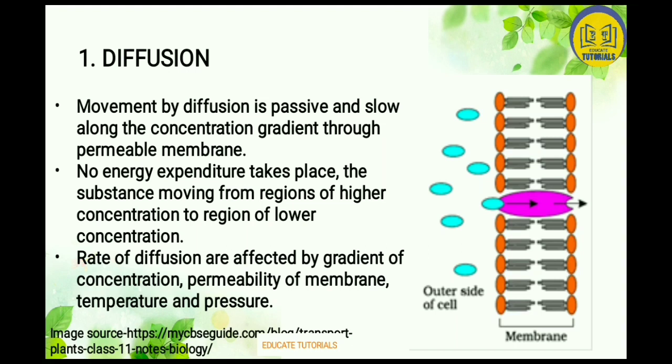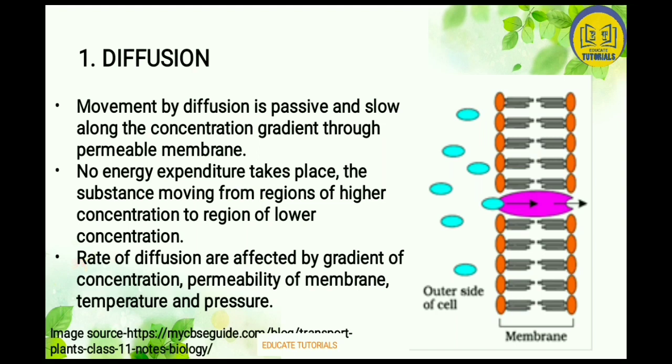The rate of diffusion is affected by the gradient of concentration, how much concentration of a molecule is present and transported, and the permeability of a membrane. The selectivity of a membrane also affects the diffusion process. The temperature and pressure also affect it. If higher pressure occurs, the transportation gets faster. Temperature also affects the rate of diffusion.